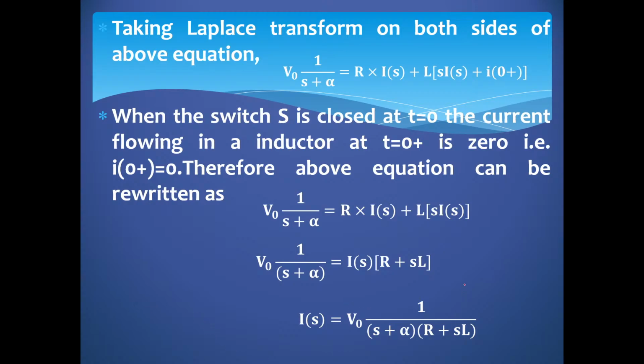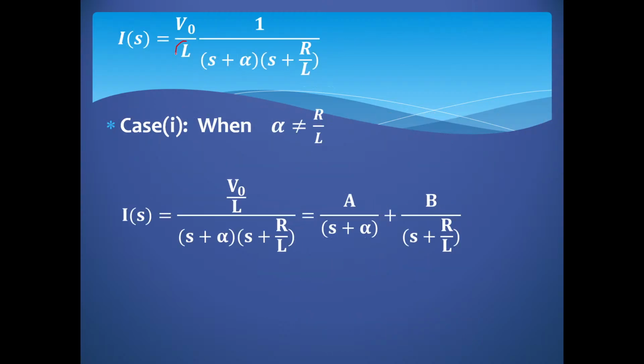So what is our current I of s? I of s is equal to V naught into 1 by s plus alpha into R plus sL. If you carefully observe, this is s plus alpha, this is R plus sL. So there is a coefficient of s, and we don't want the coefficient of s. We want terms to be in the form s plus something. So we will modify this term and remove the coefficient of s. To do that, you have to take L common.